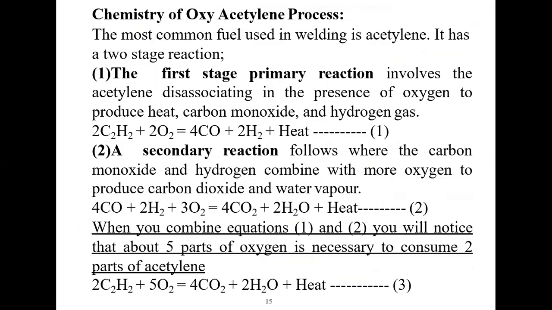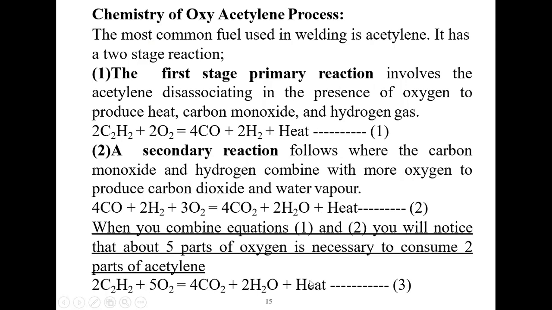Mainly I want to discuss one thing, the main chemical reactions that occur during oxyacetylene gas welding. Then what will be the chemistry behind this? Basically we have divided the entire reaction into two parts. At first, in the first stage, acetylene and oxygen react and generate heat, and in the secondary stage, CO and H2 react with O2 and also generate heat. And if we combine these two, then we can get this type of equation.